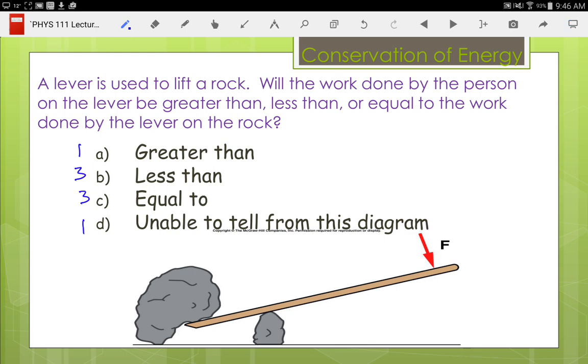This goes back to lab on Monday. So take a few moments to discuss with your nearest neighbors what you think the correct answer is and why.